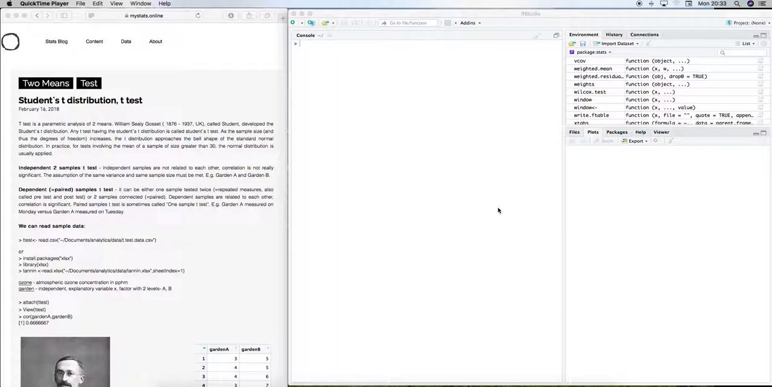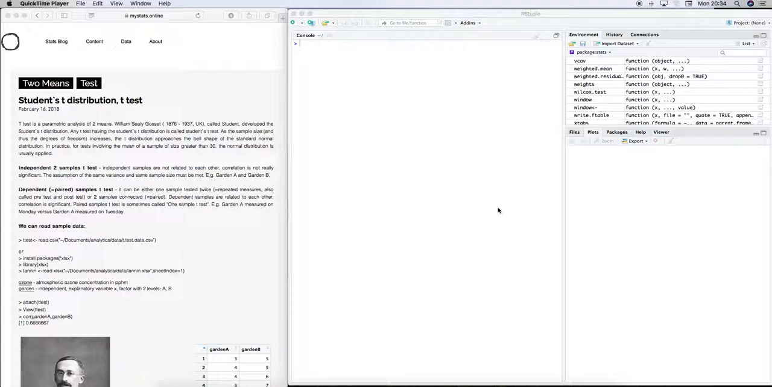We have two major types of the t-test: the independent t-test and the dependent paired samples t-test. The independent t-test is performed on two samples which are not really related to each other, and the dependent one is performed on samples which are related. For example, garden A measured in the morning versus measured in the evening. We will perform together the independent two samples t-test.